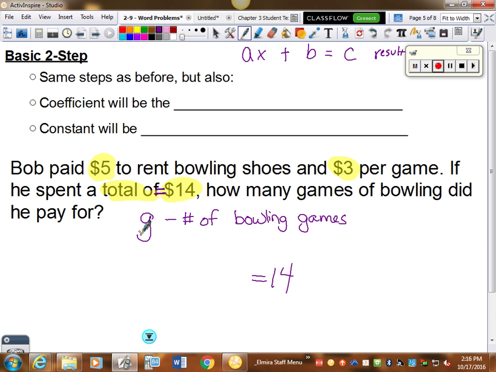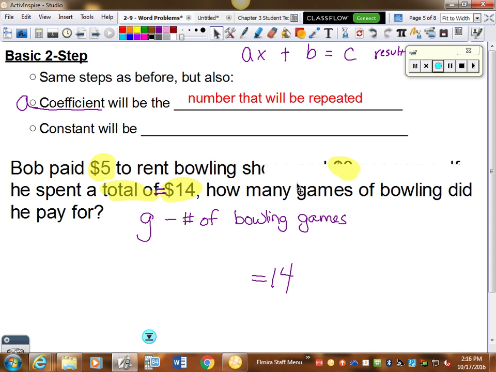Okay, so equals is the easiest thing to find. The next thing we have to decide is how to use the 5 and how to use the 3. One of them is going to multiply G, and the other one is going to stand alone and be either added or subtracted. So the A is the coefficient. And what I'm reading for is something that's going to happen multiple times, or could happen multiple times. A number that's going to be repeated. Keywords that I might look for would be per, or each, or every.